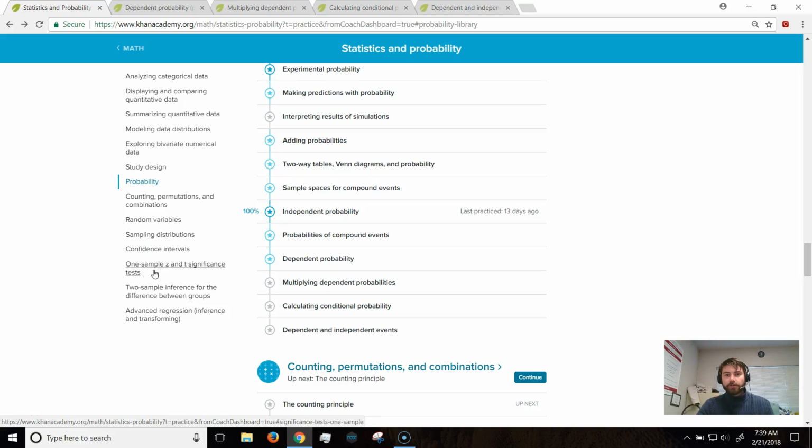Well, hello and welcome. We're going to look over the most difficult, or seemingly the most difficult, topics on probability for Khan Academy. The topics include dependent probability, multiplying dependent probabilities, calculating conditional probabilities, and dependent and independent events. So we're going to be looking at these four.